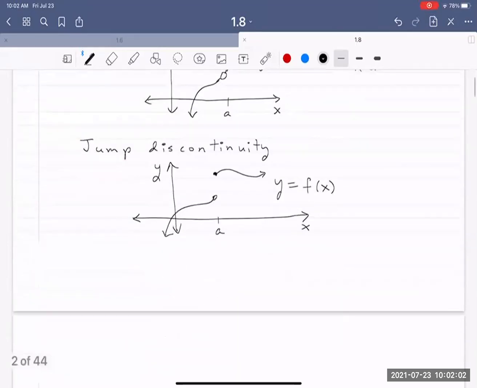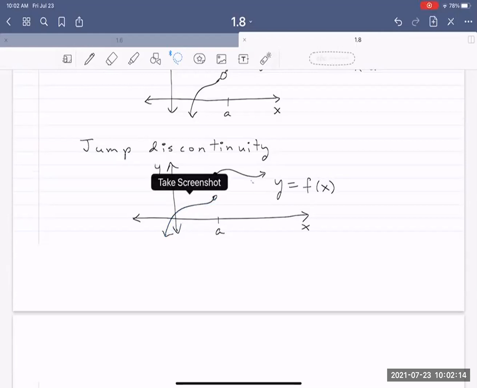Next, let's look at this situation. A jump discontinuity. Well, what's a jump discontinuity? A jump discontinuity is such that you approach a and then all of a sudden you jump up to some other value and then keep continuing on. And so you start out approaching something nicely, you jump up at a to some different value, and then you continue on your merry way.